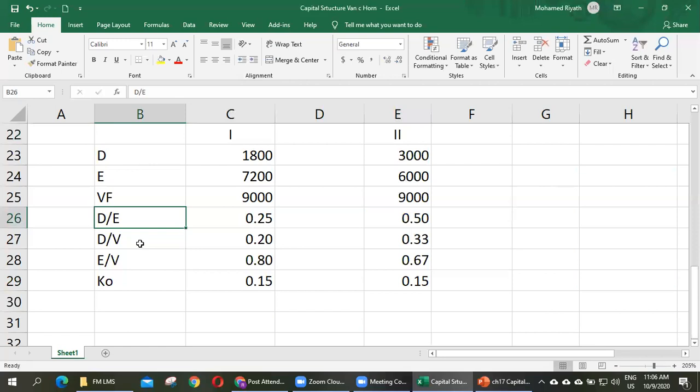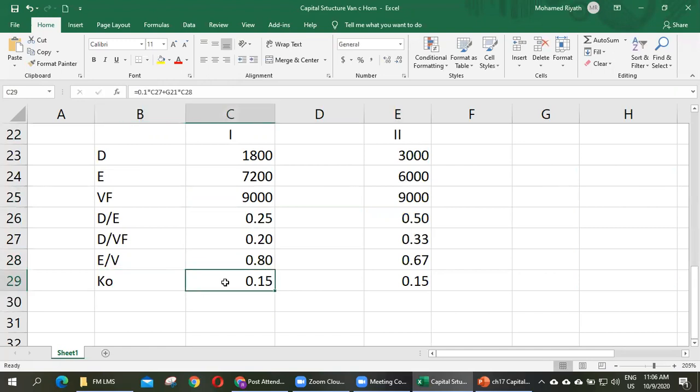And we can calculate leverage like this. The total value of debt is 1,800. The total value of the firm is 9,000. It is equal to 0.2. We have taken it like this, debt over value of the firm, right? And equity over value of the firm, right? So how much is equity? 1 minus 0.2, then we will get this value, or you can get 7,200 divided by 9,000 equals 0.8.